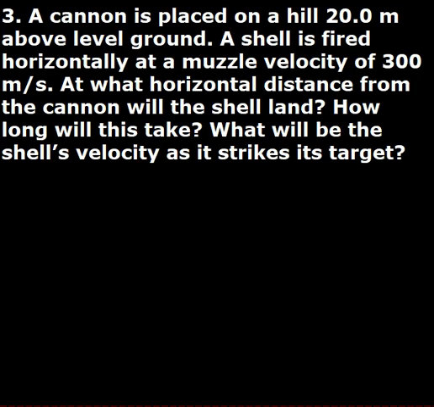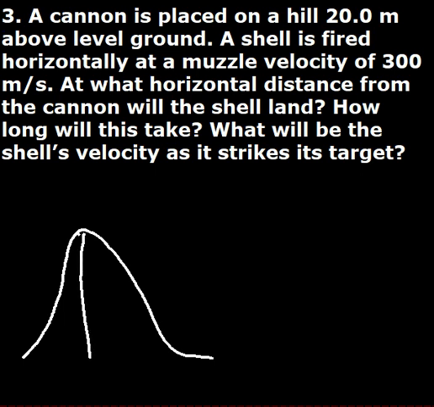Let's also consider this kind of question. A cannon is placed on a hill 20 meters above the ground level. Let's say this is a typical hill. It is about 20 meters above the ground level. That is the height, which is 20 meters.